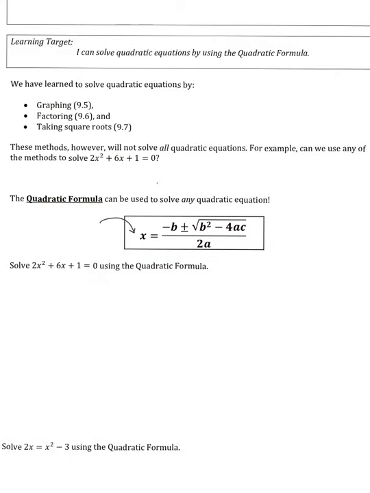The quadratic formula is a formula that gives you your x values of where your parabola crosses your x-axis and the values that will make your equation true. And it gives it to you in the form of a formula. No matter what, you can plug in A, B, and C to this formula to find your answers. For example, on this first example, A would equal 2, B would equal 6, and C would equal 1.